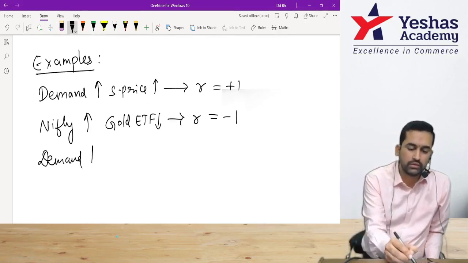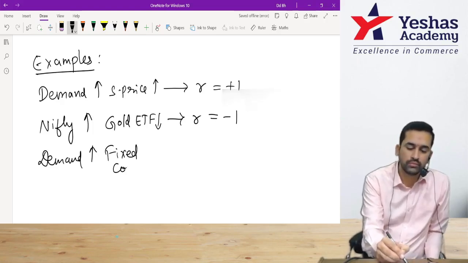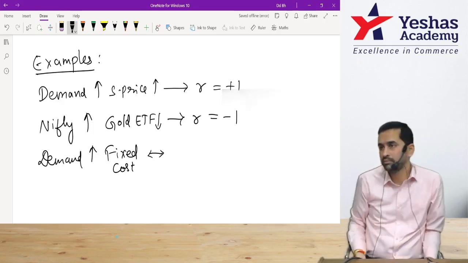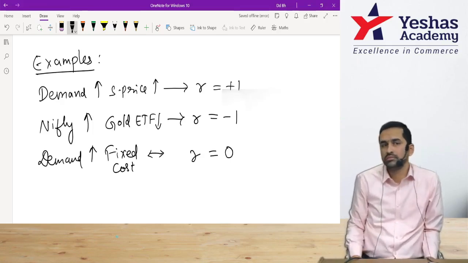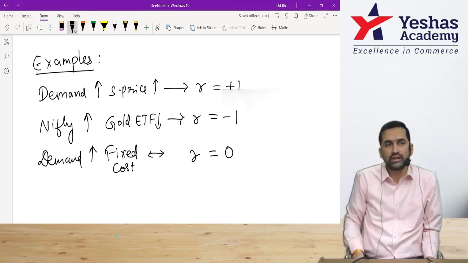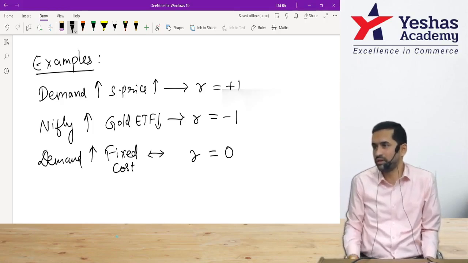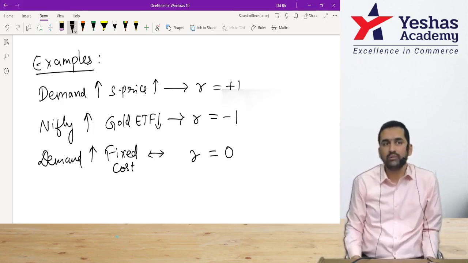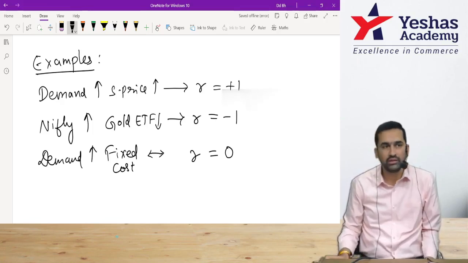Demand goes up, fixed cost may remain the same, correct? That means R is equal to 0. These are not at all connected. Understand? Simple meaning of R is equal to 0: these are not connected. Sales 0, then also there is fixed cost. Sales go up, then also there is fixed cost. I'm giving discount, there is still fixed cost. I'm not able to sell enough numbers, then also there is fixed cost. These are not going in any particular direction.